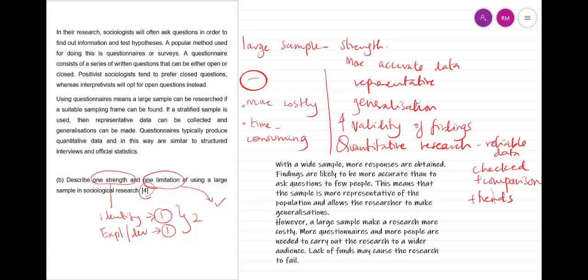Of course, now let's move on to question number C, which is equally a question of 4 marks. And now you're asked to describe one advantage and one disadvantage of using official statistics in sociological research. The theme here is about official statistics. Here the distribution of marks is the same as the question above, that is part B.